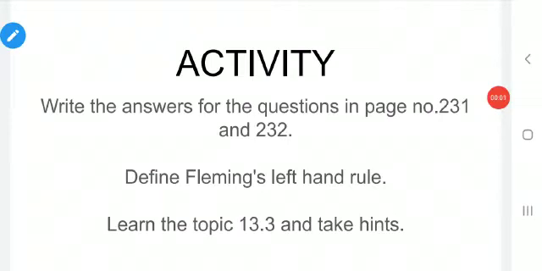Dear children, your activity for this class is to write the answers for the questions on page numbers 231 and 232. Then define Fleming's left hand rule, learn this topic and take hints. Okay children, do this activity. Thank you children.